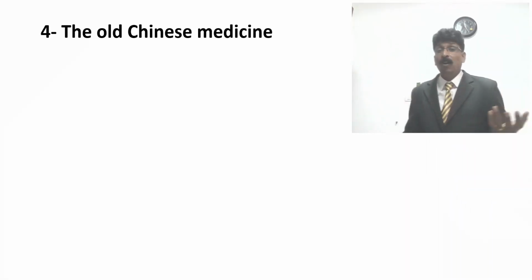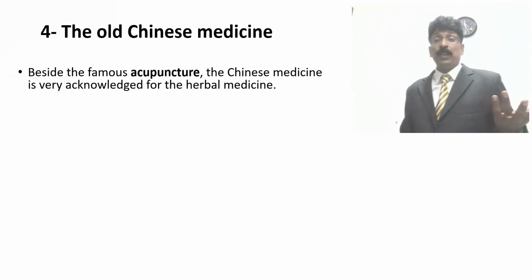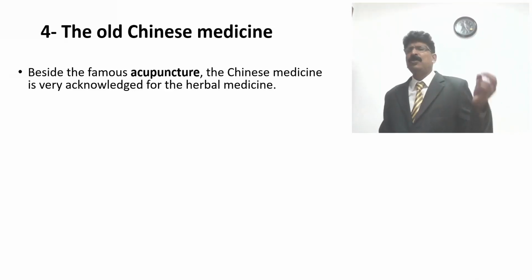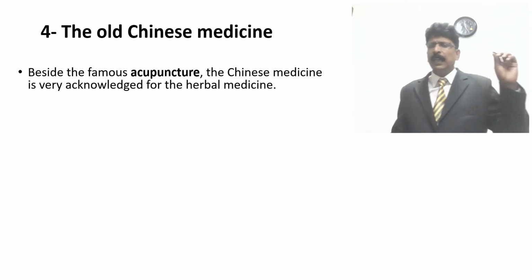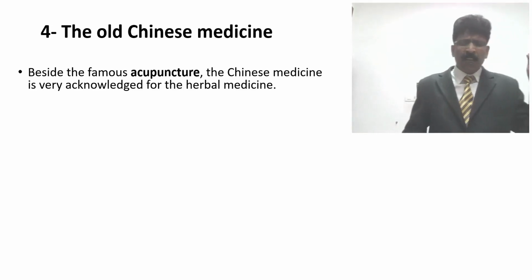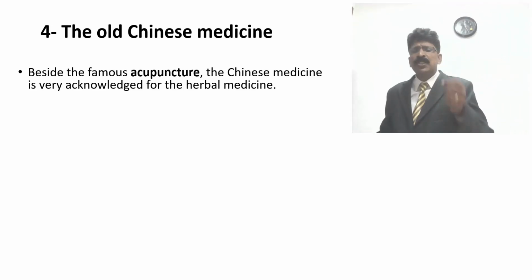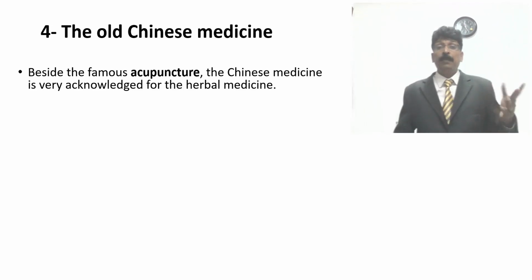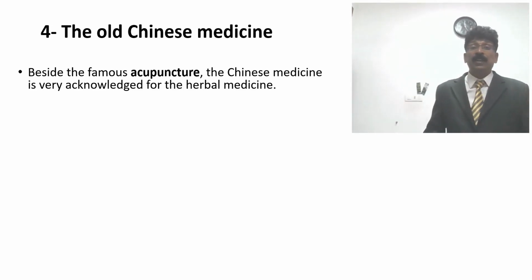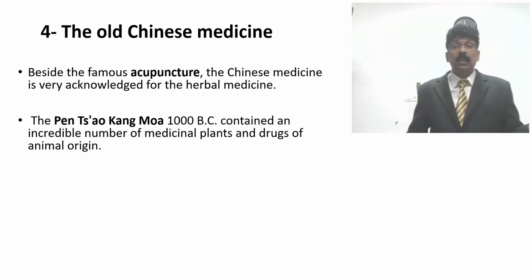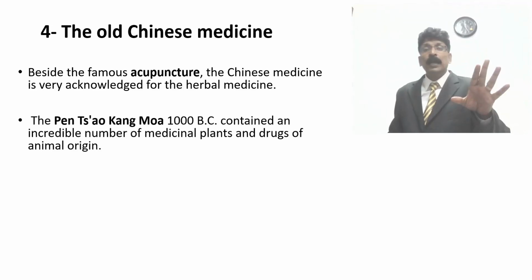The old Chinese medicine also includes acupuncture. And they used Reiki therapy, and there are many therapies where they find the meridians. Chinese medicine also uses herbal medicine. And Pentsao Kang Mu.